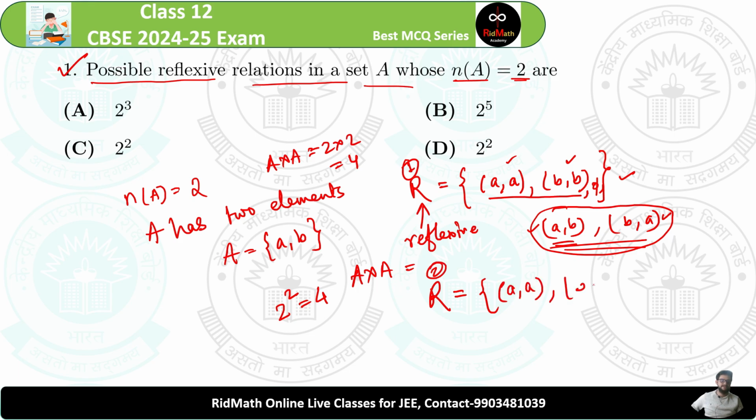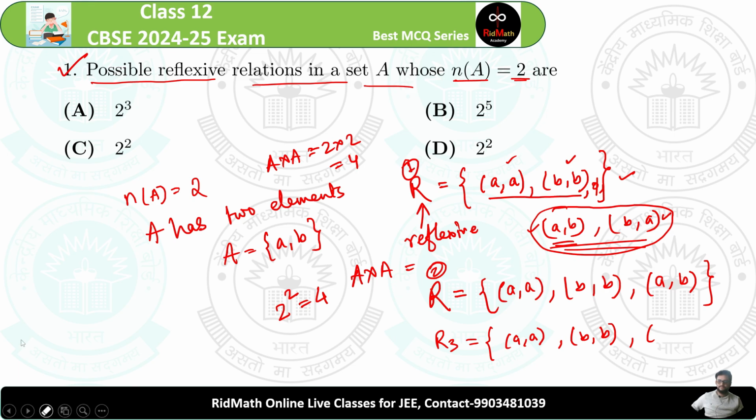Now with it (a, b), and R3 is (a, a), (b, b) and (b, a), sorry, this will be (b, a), and R4 will be the whole A cross A, I mean 4 elements, that means 1, 2, 3, 4. There are 4 possibilities of relation that will be reflexive, so option number C is correct, 2 square. Okay, I hope you understand.